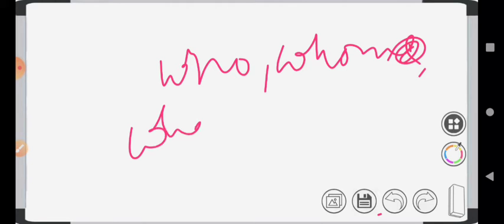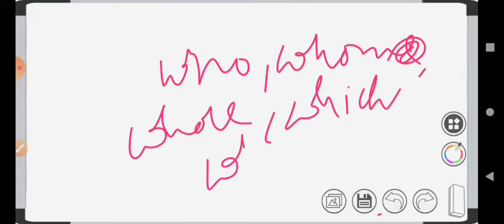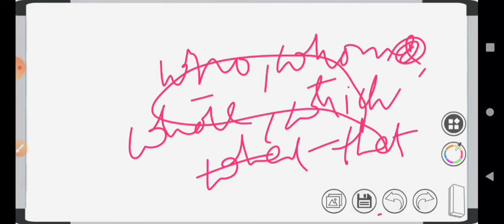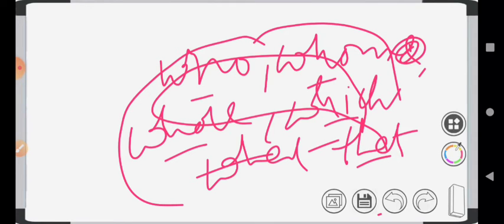Who, whom, whose, which, what. These are mainly five, and that. What is not there? That. These five are relative pronouns. Generally, who, whom, whose, which, that. These are interrogative pronouns, my dear students.